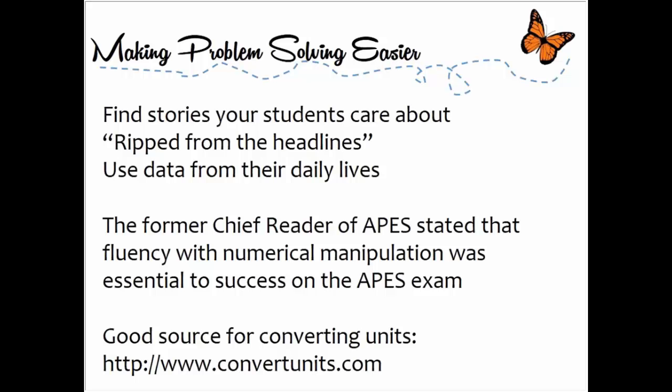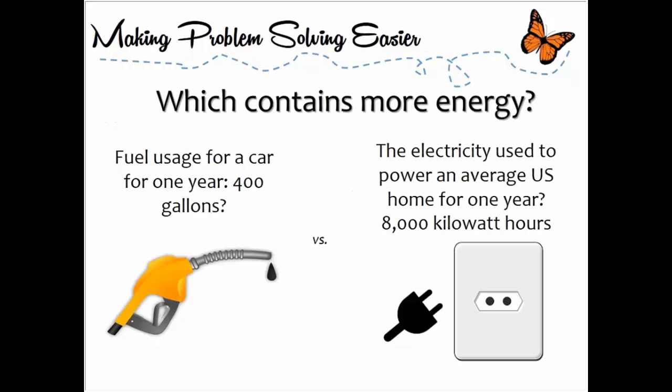gets to be converting units. And there are lots of sources, and I'm sure you have others that you use. Next slide, please. So here's an example. Which contains more energy? The fuel usage for a car for 1 year, 400 gallons of gasoline, or the electricity used to supply an average U.S. home with electricity for 1 year, 8,000 kilowatt hours.